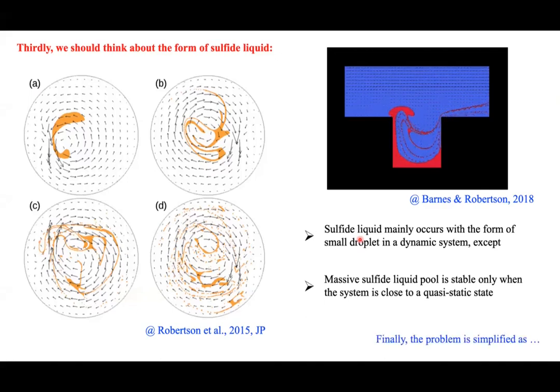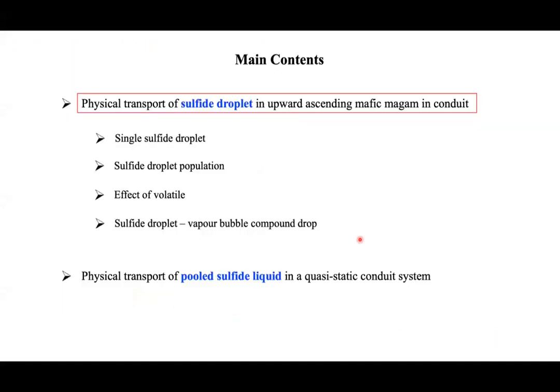So finally, the problem is simplified to two main contents. One is we should think about the physical transport of the sulfide droplet in a dynamic system, just like upward ascending magma flow here. And another is the physical transport of the pooled sulfide liquid in a static conduit system. Firstly, we think about the sulfide droplet.